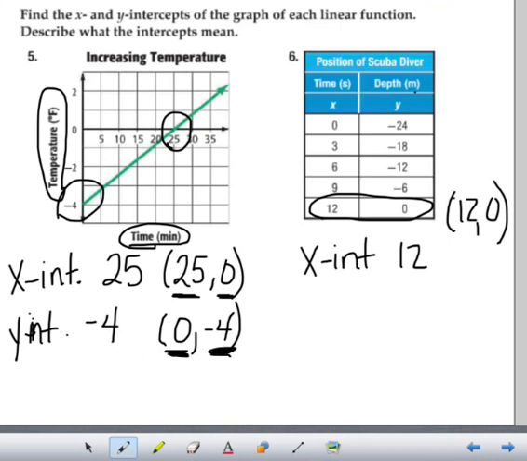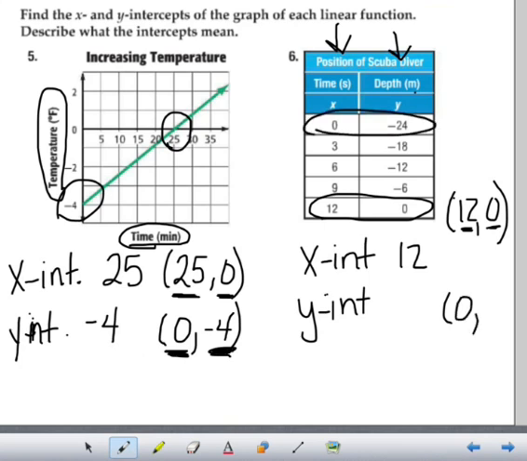But what does that mean? Again, look at your chart. My x is my time in seconds. Y is my depth in meters. This is a scuba diver. How deep is he? Well, after 12 seconds, he's at a depth of 0 meters, which means he's at the surface. So after 12 seconds, the scuba diver is at the surface of the water. My y-intercept has to be what? When my x is 0, so where's my x 0?